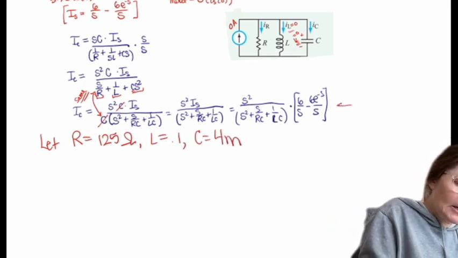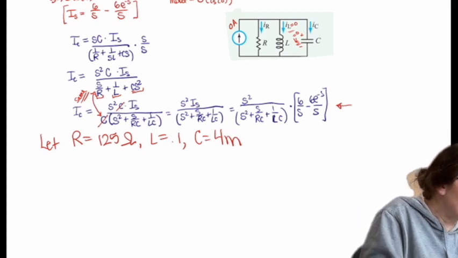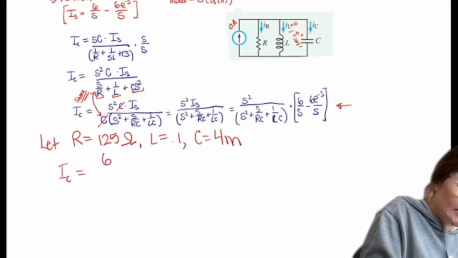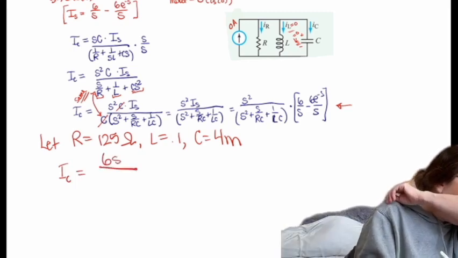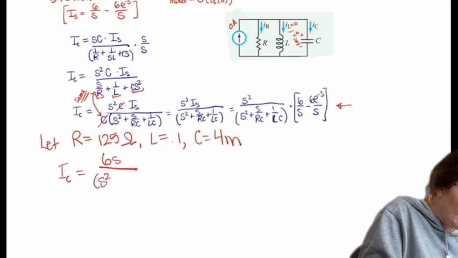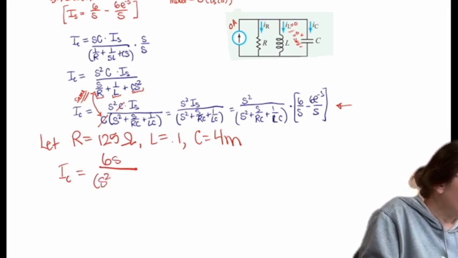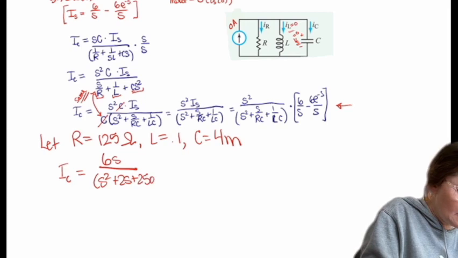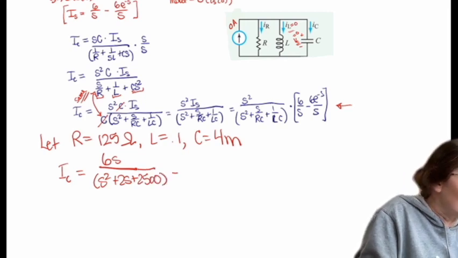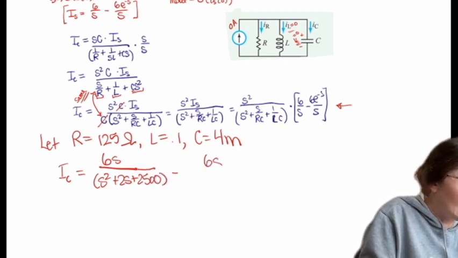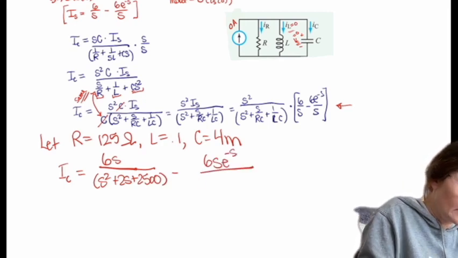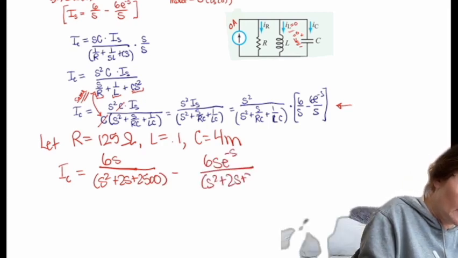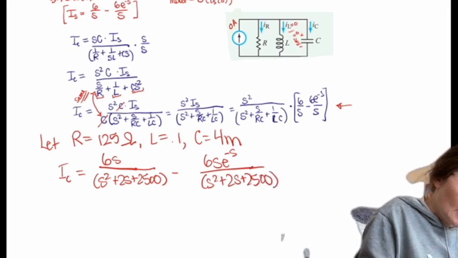Plugging that into this equation, we get IC equal to 6s over s squared plus 2s plus 2500, minus 6s e to the minus s all over s squared plus 2s plus 2500.